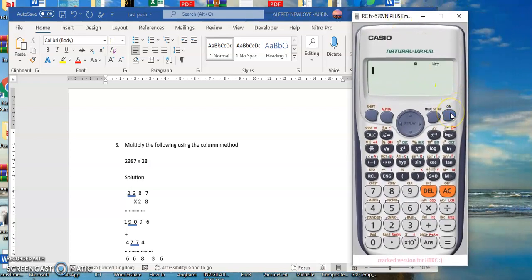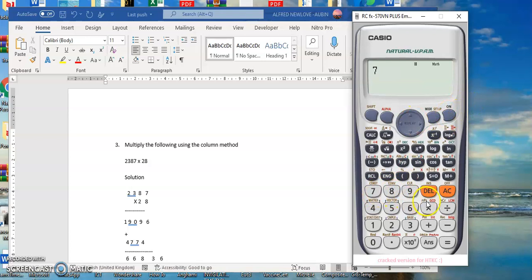I don't want you to use your calculator to press this, because if I use my calculator to press 2387 by 8, I'm going to get exactly what I have here. But I don't want you to do it that way. We have to multiply each term, so I have to multiply 8 by 7.